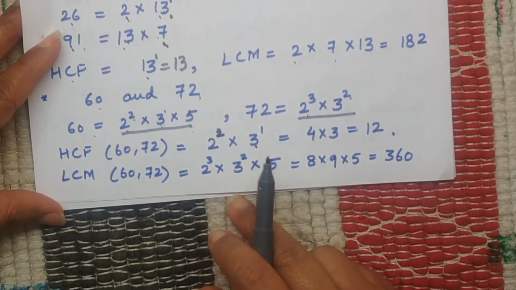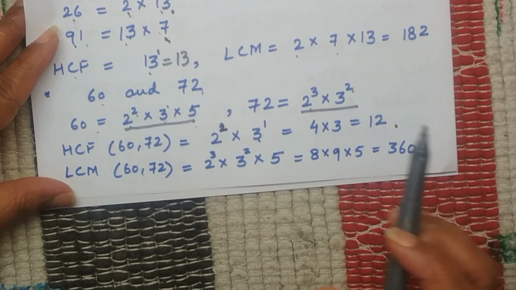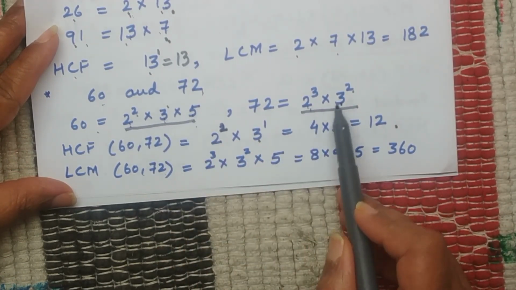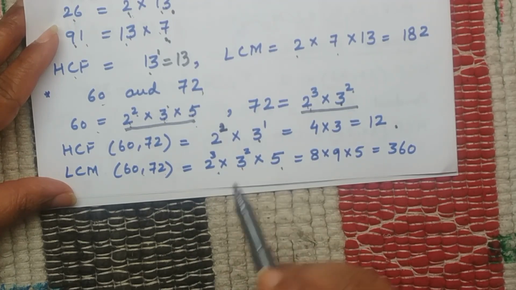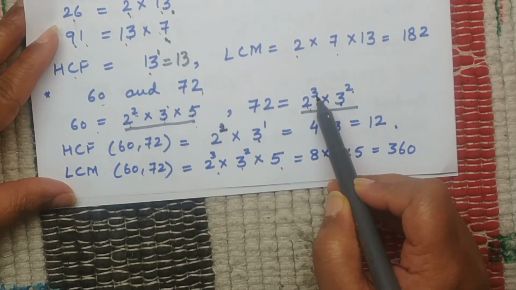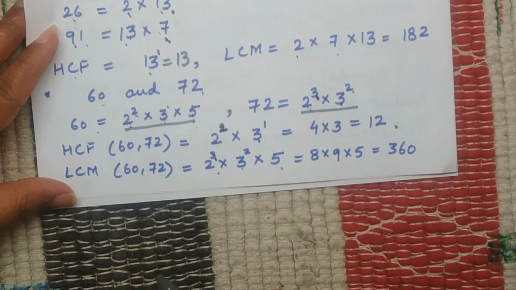Now LCM. LCM of 60 and 72. Write down all the prime factors. 2, 3, 5. 2, 3. So 2, 3, 5 are the factors. Now 2, power 2 and here power 3. So the highest power we take in the LCM. So highest power is 3. So 2 raised to power 3.